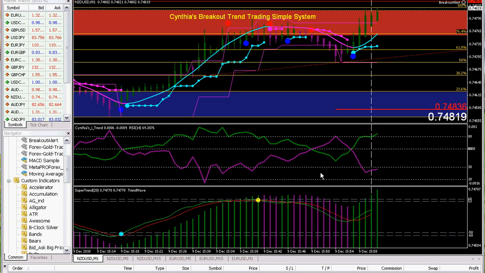Just scalp 5 pips here and there. Sometimes you can get 10 or 20 out of a trade if the momentum's really strong. So this is a really fast, fun, easy way to make a lot of pips every day.